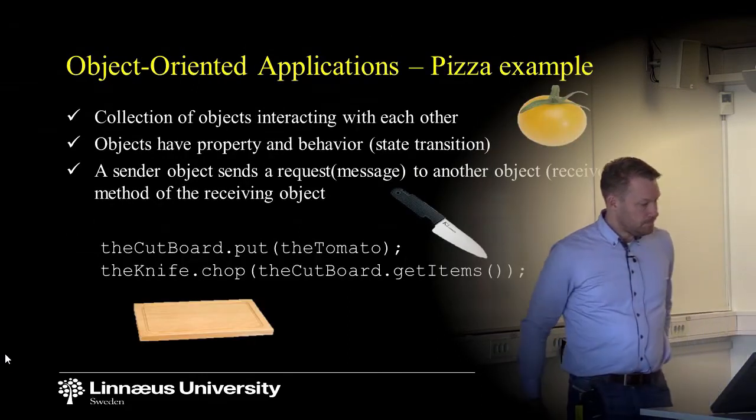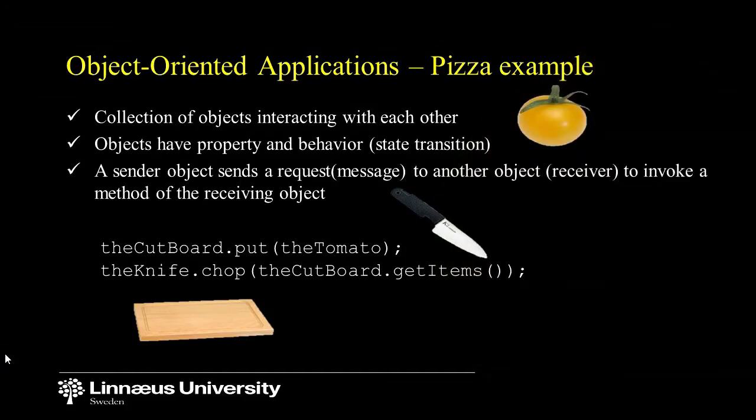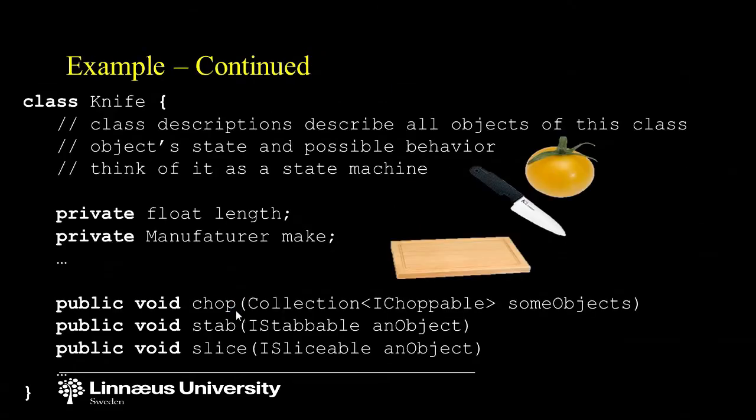So in this example, we have the objects and we have the code down here. So what we must do now is to make sure that the desired behavior is supported by the objects. And the objects are described in the classes. So for the knife, and this is Java code, but I hope you guys can parse it. We have some attributes here, depicting the length of the knife, some reference to an object of the manufacturer class. Sorry for that. Just call it make. Okay. And then we have the behavior.